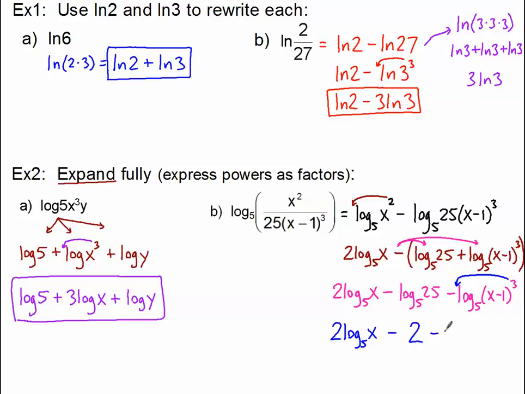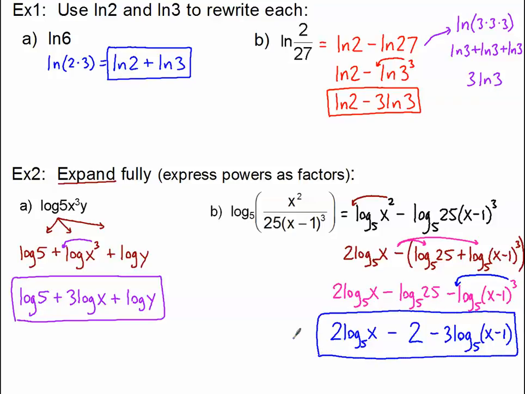And now I'm going to bring this 3 outside here, and I'll be left with 3 log base 5 of the (x minus 1), which needs to stay in parentheses. And I have my final answer. I expanded fully. A lot of steps on that one. So that's our expanding, taking one single logarithm and expanding as far as we can into multiple logarithms.